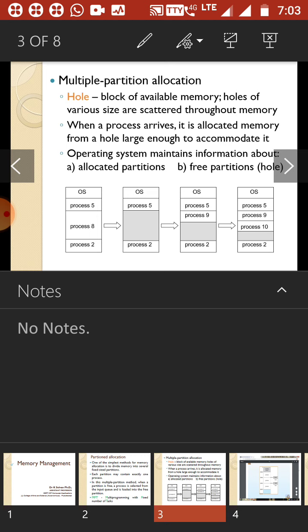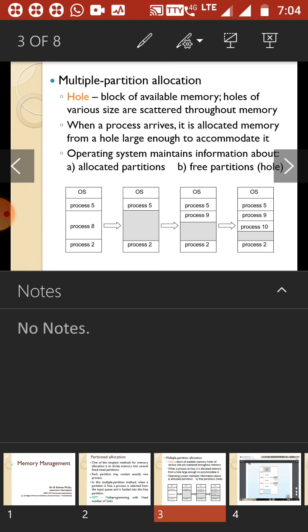In this situation, there are some portions that cannot be treated as a block or a partition. Are you clear? There are some portions that cannot be treated as a partition for allocating any user program.